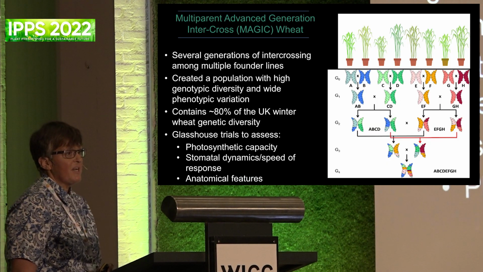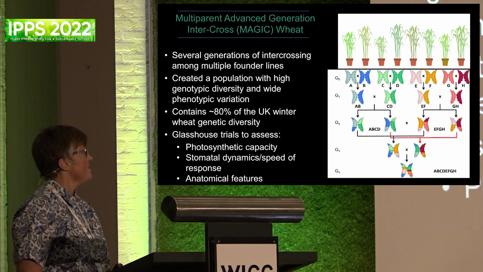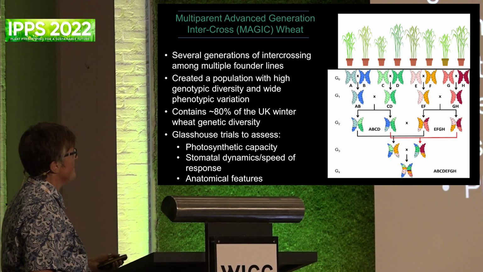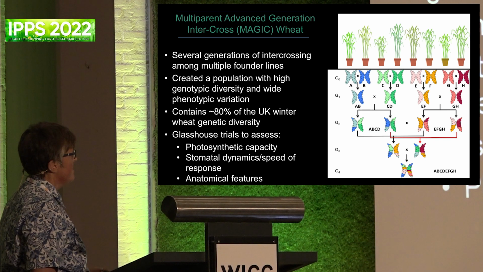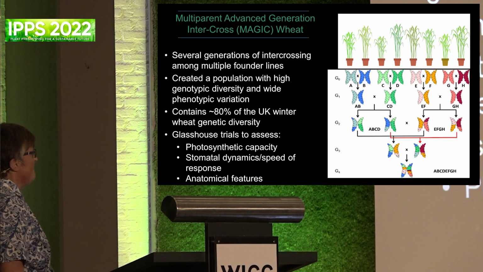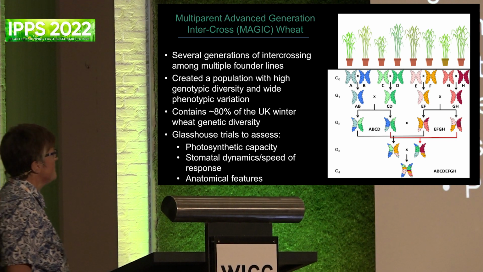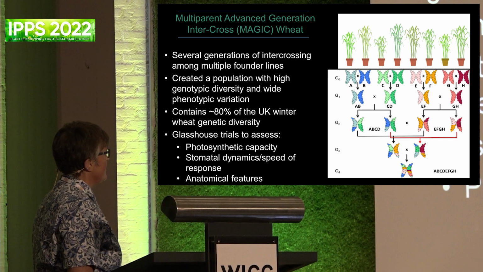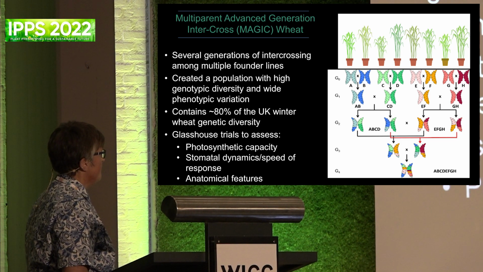So we took advantage of the MAGIC population, the wheat MAGIC population that was produced at NIAB. This population has 8 founder parents that have been intercrossed multiple times to produce this diverse genetic population with high genotypic and phenotypic variation. And this population is supposed to represent about 80% of the genetic diversity in winter wheat in the UK.